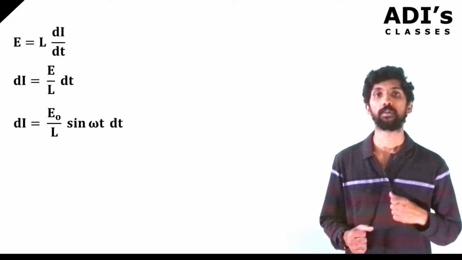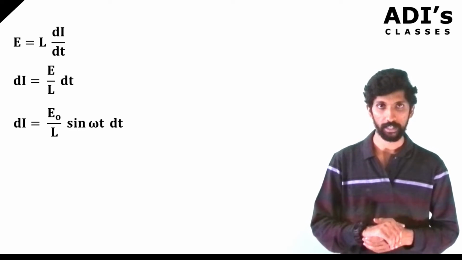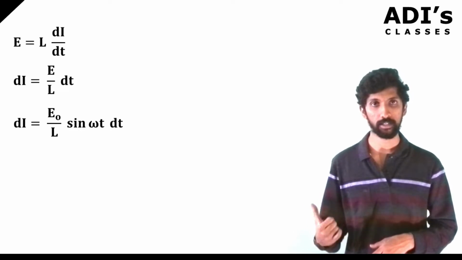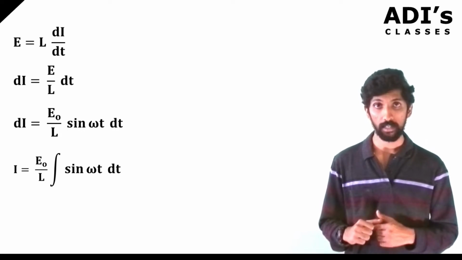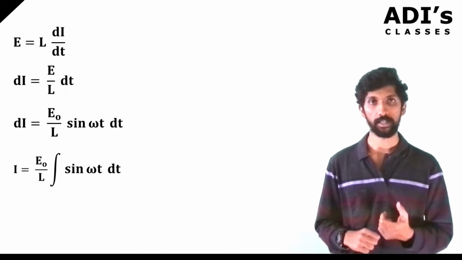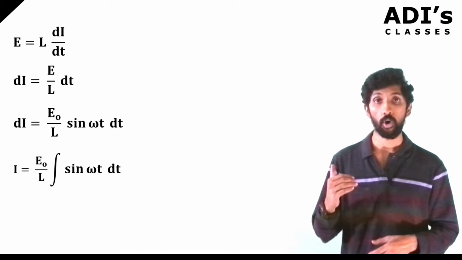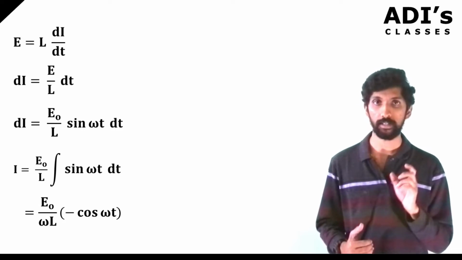Now what you do is you have to integrate. So when you are integrating, di integration will become I. So I is equal to E naught by L integral of sine omega t dt. If you integrate that, you will get E naught by omega L into minus cos omega t.